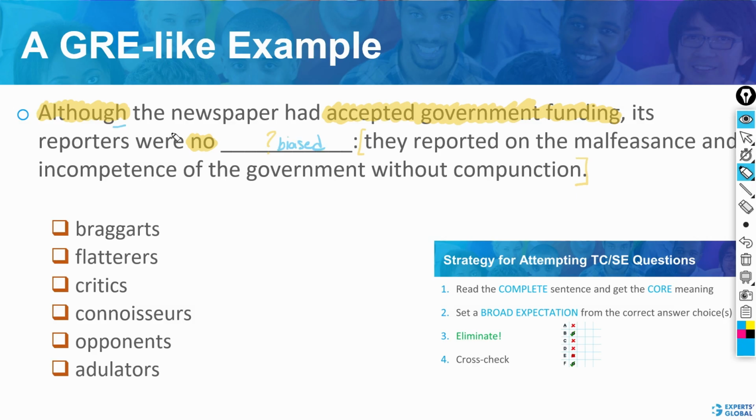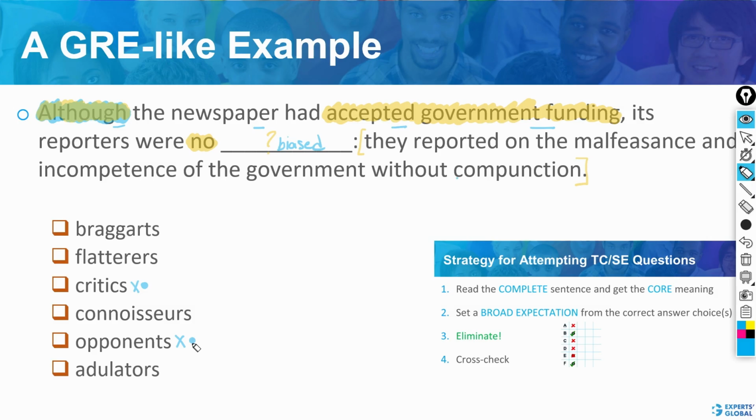That although the newspaper had accepted government funding, its reporters were not biased, they did their job well. So critics and opponents should be the first to go. They are the opposite of what we are expecting. And if we had not noticed this word suggesting contrast, our expectation from the correct answer choice would in fact have been on the lines of critics and opponents.